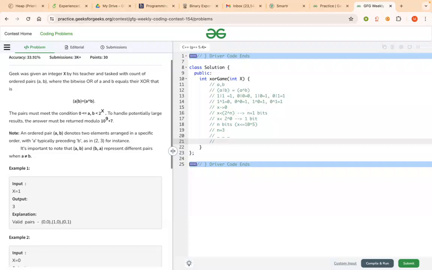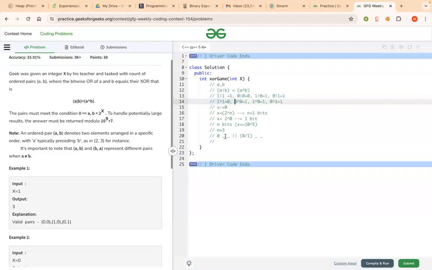So let's try to think. If you are placing a 0 on the first position, then on the other number you can place either a 0 or a 1. On the first position you will be placing either a 0 or a 1, because then only it will satisfy these three conditions, for the OR and XOR to be 0.